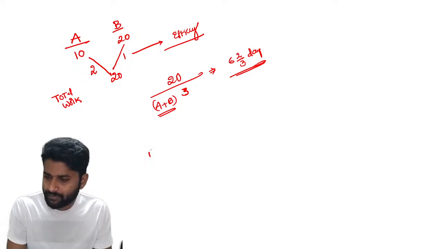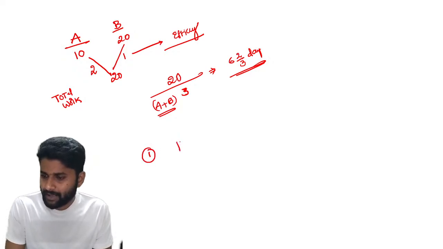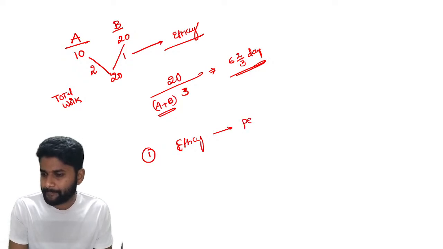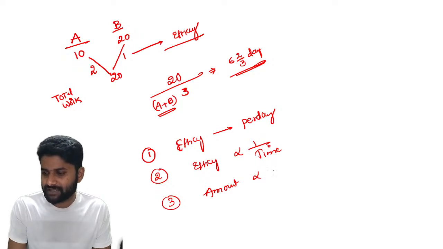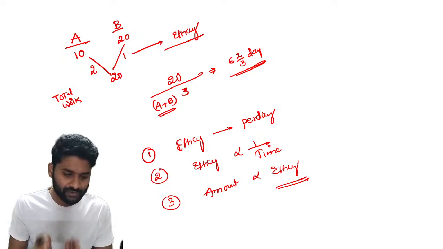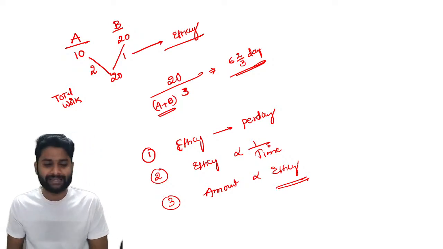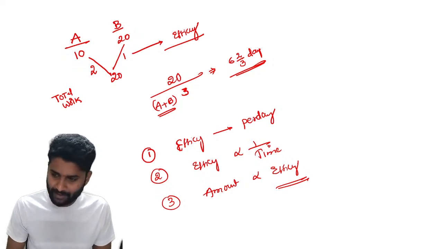So point number 1, efficiency is all about per day work. Second point, efficiency is inversely proportional to time. Third, amount is always directly proportional to efficiency. So these are the 3 points you should understand to solve any questions in work problems.